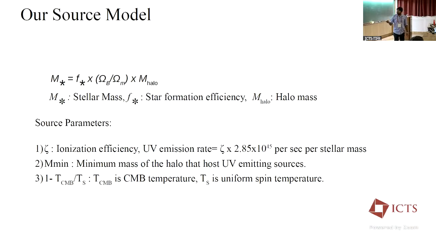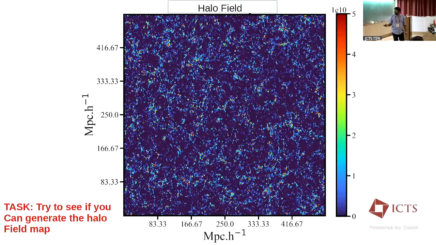We also use a quantity M min, which will control how many sources are actually contributing to ionization. Given this is the map, here we take contribution from all the dark matter halos which have mass above 10 to the power 9. But if you choose an M min of, let's say, 10 to the power 10 or so, you'll find quite few dark matter halos are actually contributing.